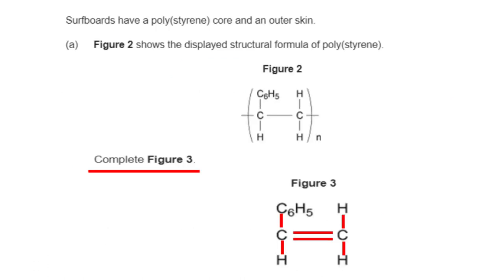Again, draw the monomer, complete figure 3. I've had to work backwards. Now, I didn't diagonalize everything up.